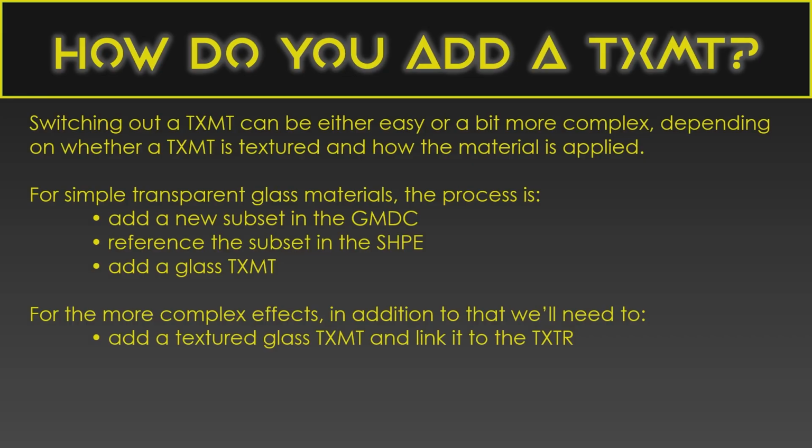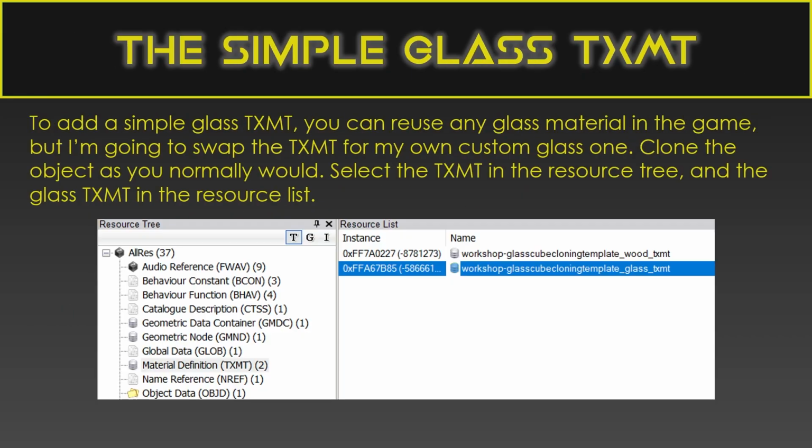For simple transparent glass materials, the process is add a new subset in the GMDC, reference a subset in the SHPE, and add a glass TXMT. For more complex effects, in addition to that, we'll need to add a textured glass TXMT and link that to the TXDR. To add a simple glass TXMT, you can reuse any glass material in the game, but for this one, I'm going to swap my own custom glass material.